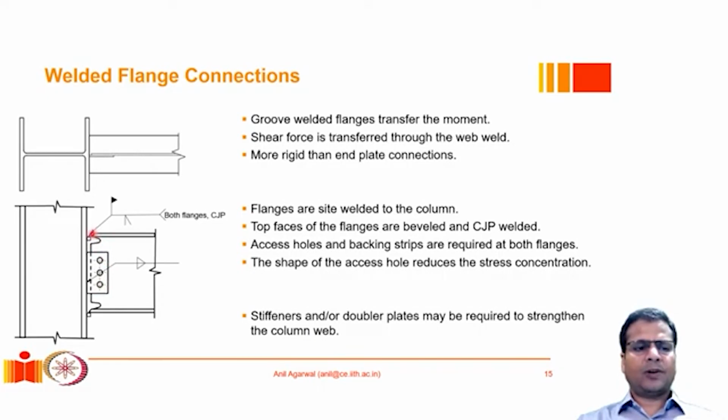Then welders can get there and they can provide a site weld between the beam flange and the column flange. So since in this connection the beam is directly welded to the column instead of an intermediate end plate like what we saw in the previous case, because of that this connection is more rigid in comparison to an end plate connection typically.